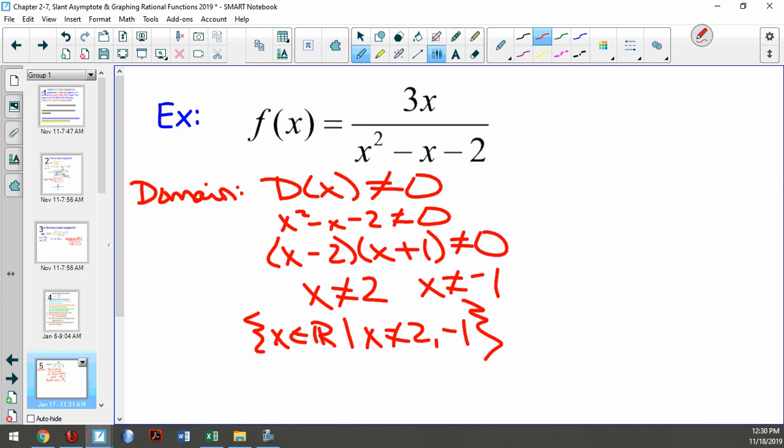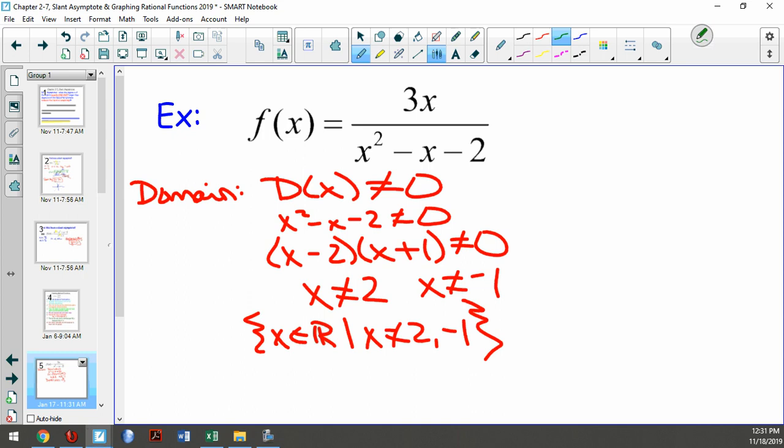The next thing is going to be vertical asymptotes, okay? How do I find vertical asymptotes? Well, how do I know if I even have a vertical asymptote? Where do my vertical asymptotes come from? This is what we did last week. They come from your domain restrictions. So since I have 2 domain restrictions, I have the potential for 2 vertical asymptotes. Do we all understand that? So how do I know that?